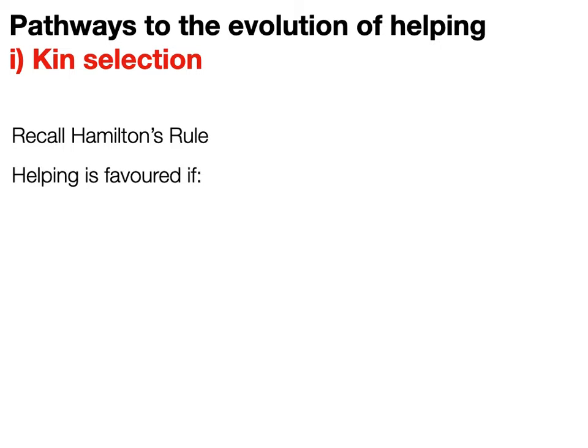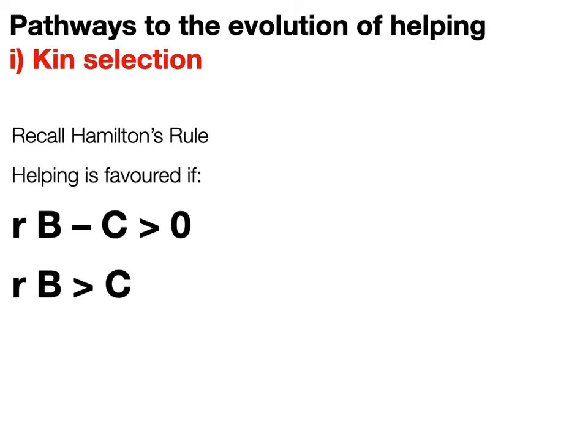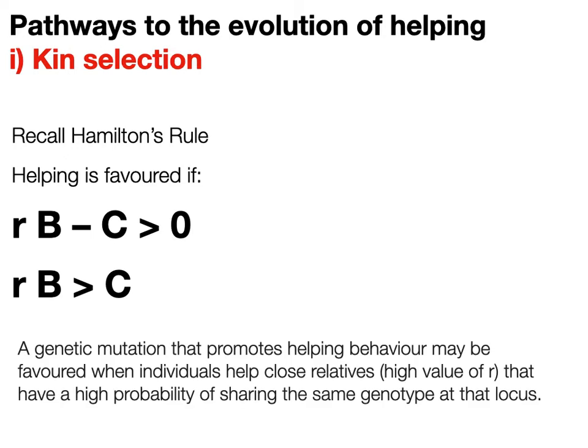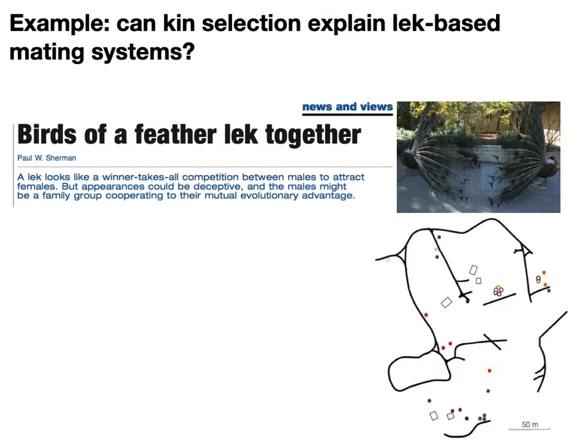Okay, so recall Hamilton's rule. Helping is favored if the relatedness times the benefit minus the cost is greater than 0. So in other words, the relatedness times the benefit of helping must be greater than the cost of helping to the helper. And so any genetic mutation that promotes helping behavior may be favored when individuals help close relatives with a high value of R, that have a high probability of sharing the same genotype at that locus. Okay, so we've seen that in an entire lecture before.